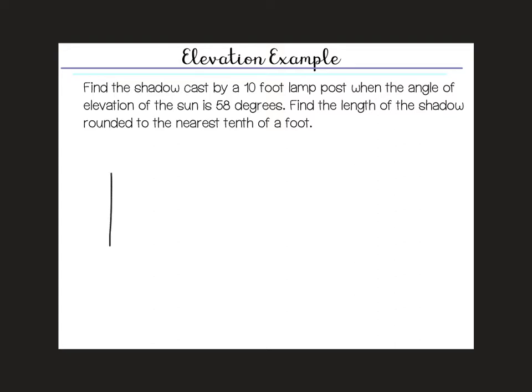So essentially you have this lamp post. So here's my lamp post, and it's casting a shadow on the ground. So the sun is back here. The shadow cast by the 10-foot lamp post. So the lamp post is 10 feet. It says the angle of elevation, so that would be here, because imagine you're looking up at the sun, 58 degrees, and we want to know how long the shadow is, so that would be x.